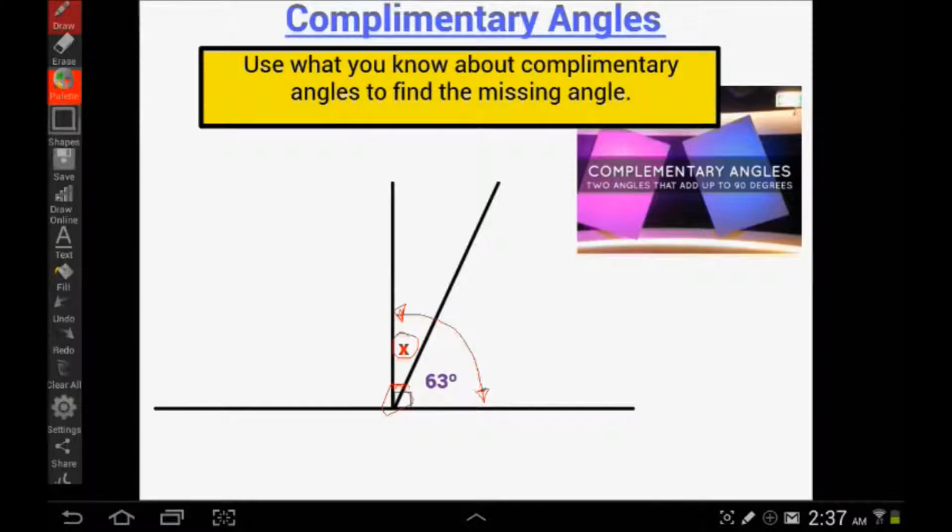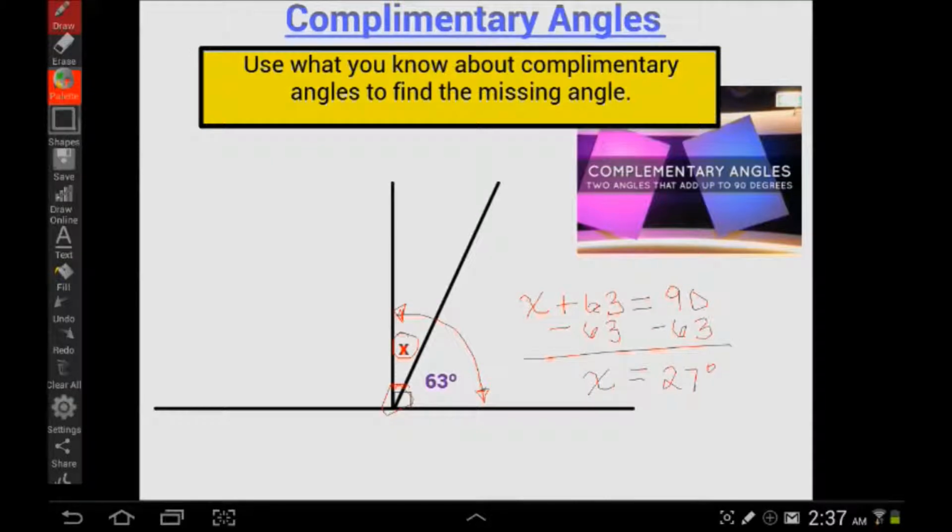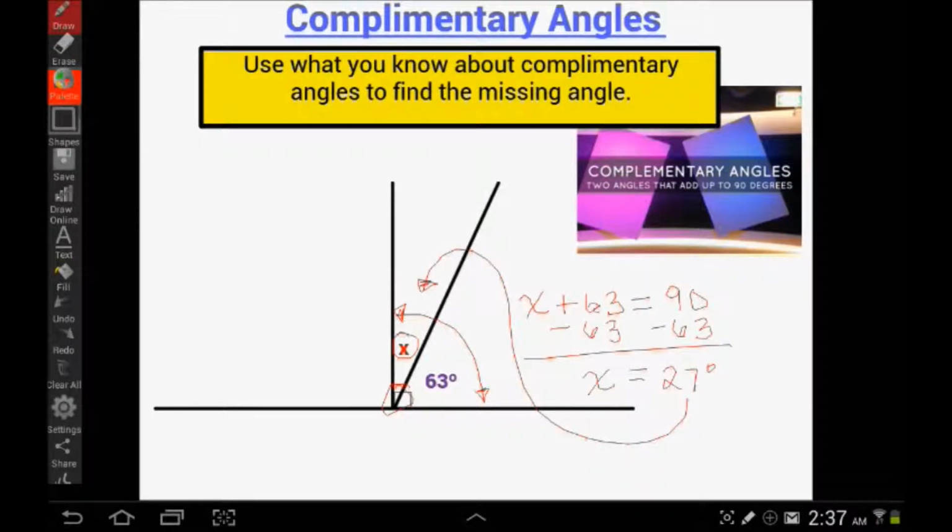So if we were to set up an equation, what we would do is x plus 63 equals 90 degrees. And how would we solve that equation? We would just solve that by subtracting 63 from both sides. So we're kind of using our information about how to solve equations to help us figure out this angle problem. And then 90 minus 63, 27 degrees. So that's what x is right there. We know that x is equal to 27 degrees.